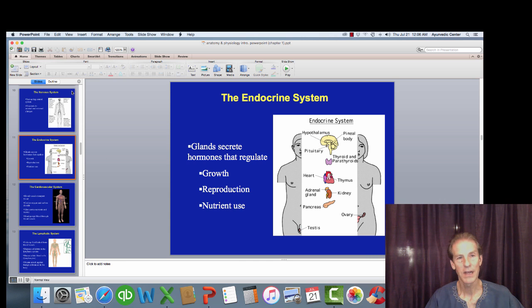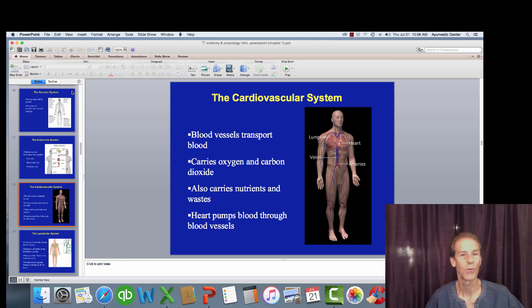So we'll be spending time with each one of these systems in detail, but the overview continues with the cardiovascular system being composed of the heart and the arteries, which carry the oxygenated blood from the lungs to the tissue, and the veins, which carry the deoxygenated blood back.